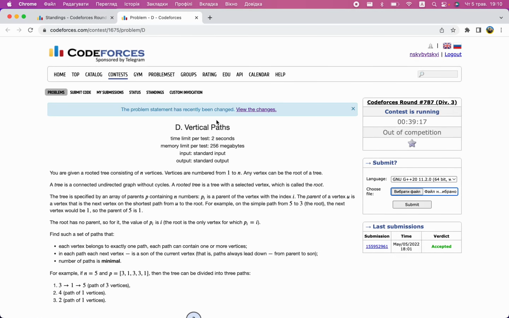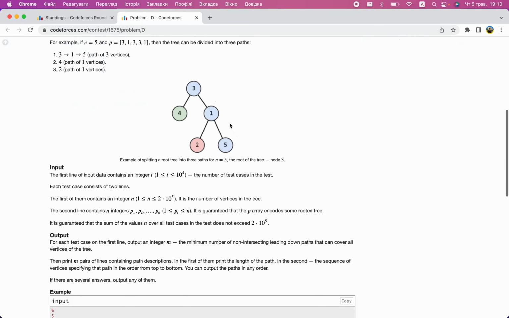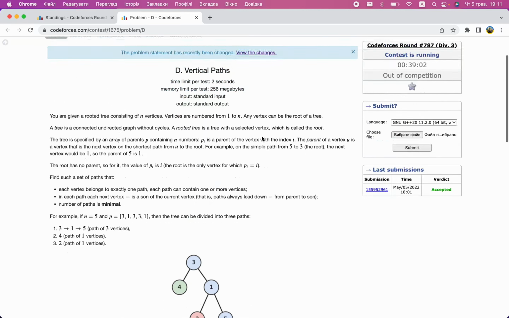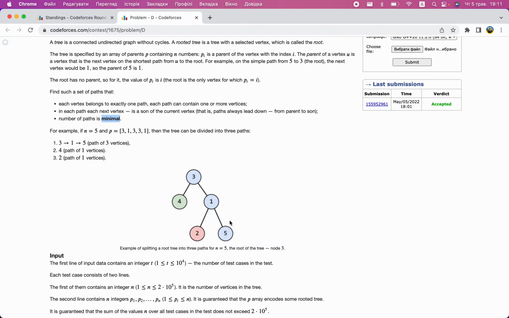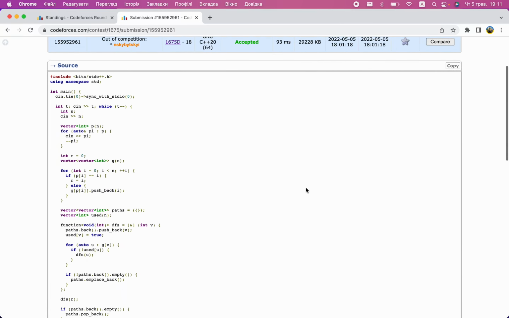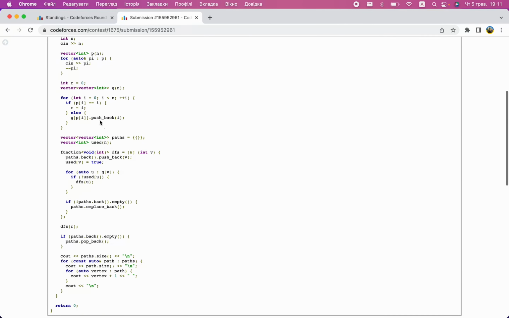In problem D, vertical path, we had a tree and we needed to partition it into the minimal number of paths that go vertically, so like from parent to son, from parent to son. And we need to minimize the number of paths. An obvious lower bound on the number of paths is the number of leaves, because clearly any two different leaves belong to different paths. So then we just need to construct the actual paths themselves. For that matter, we construct a graph and we run a DFS.